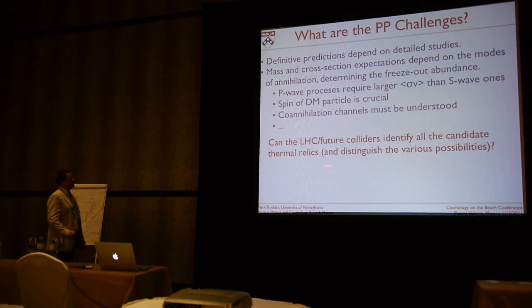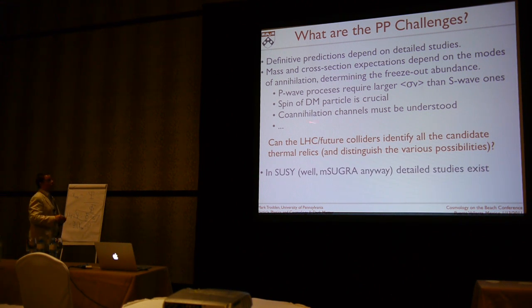The big question for particle physicists, if you care about dark matter, is can the LHC and future colliders perhaps identify the candidates that people talk about in current models and distinguish these, what we call thermal relics, distinguish between the various possibilities, LKPs, LSPs, etc. That's the big challenge. And of course, if you want to be able to surmount this challenge, then you need detailed studies.